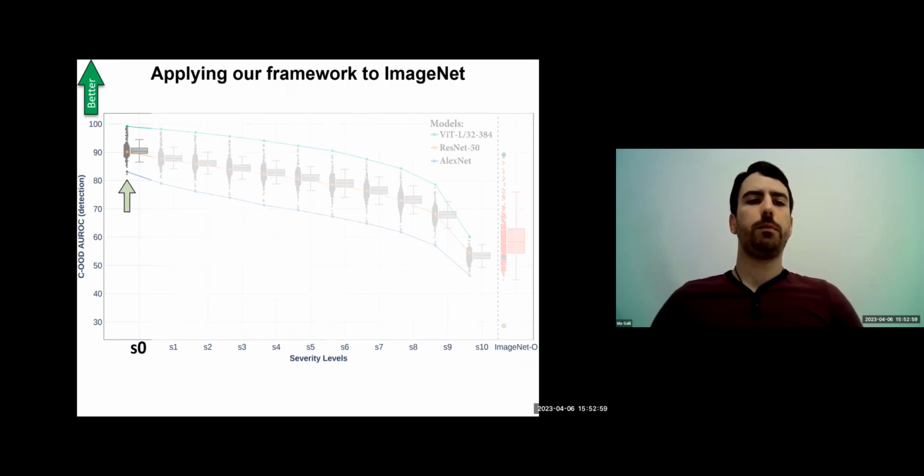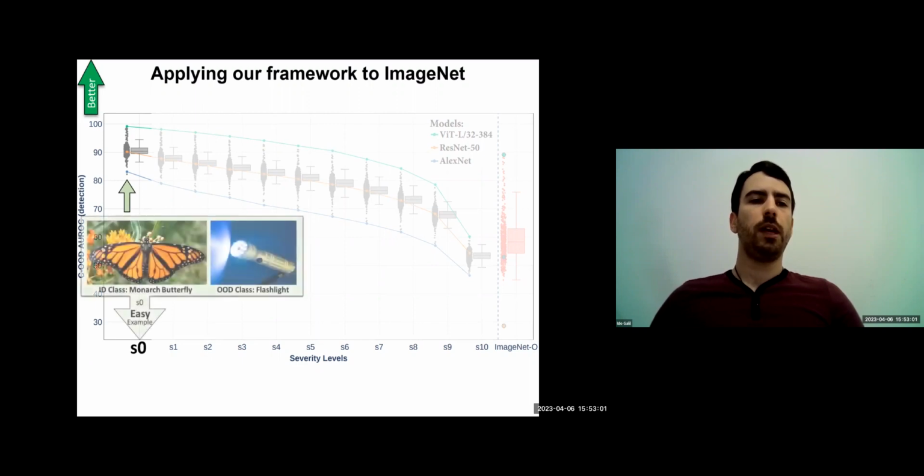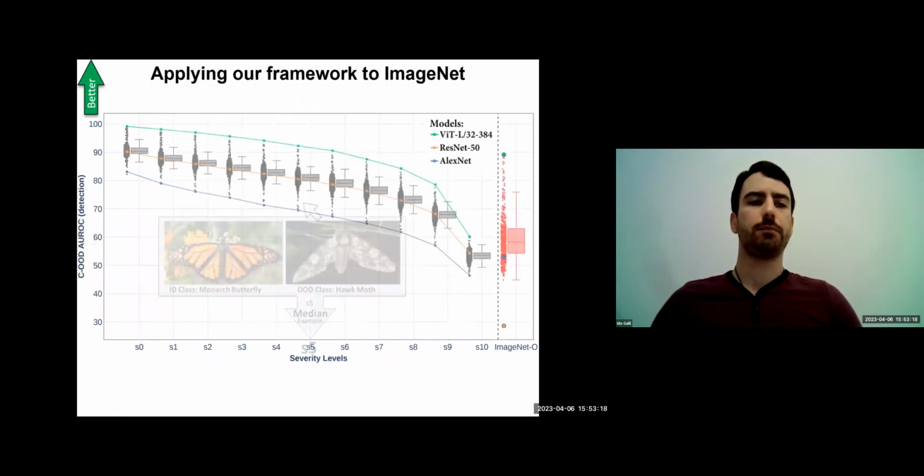Let's illustrate what it means with an example. If the evaluated classifier were trained to classify a subset of butterfly species, for example, an easy-to-detect OOD class could be the class of flashlights. Severity level 0 is populated by such easy-to-detect classes.